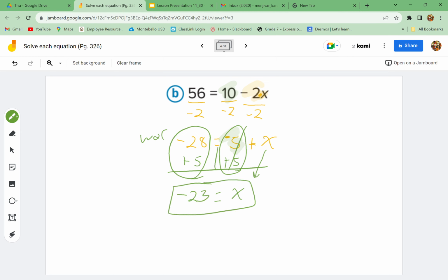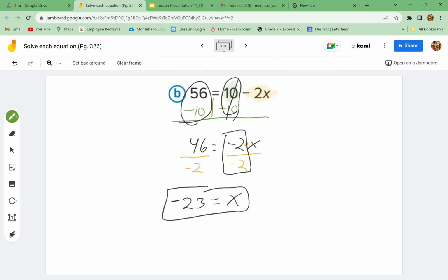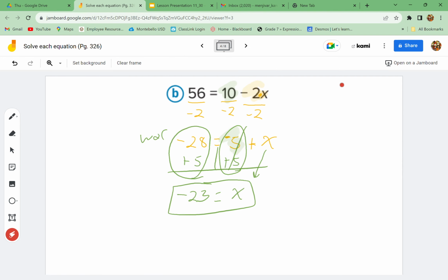So there are two ways to do it. It's up to you which method you like. Like I said before in class, this is the popular method here. But again, I like this method because 2 goes into every single one of these. So it's up to you which one you use.